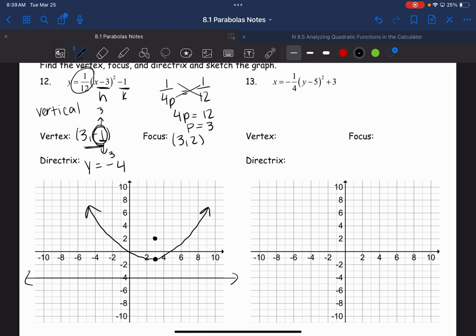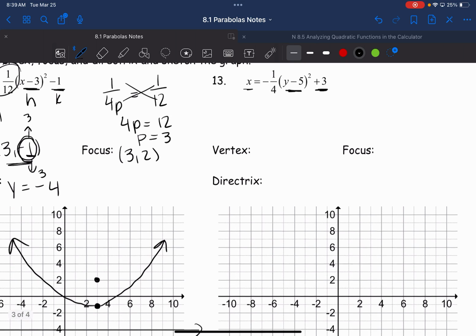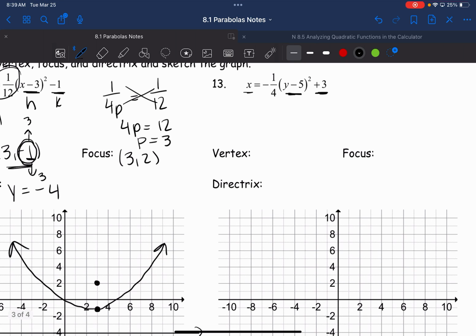So for number 13, remember H and K come from here and here, but on this example it was X equals, right? So remember that's going to make this part K and this part H, right? So this vertex is the coordinate point. Where's the vertex? 3, 5. 3, 5. All right. Okay. And how do we find P? What do we do?